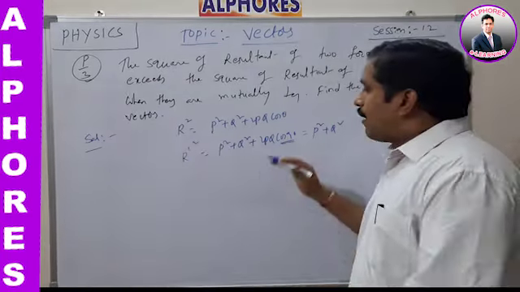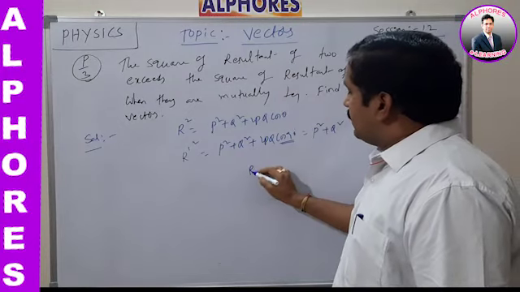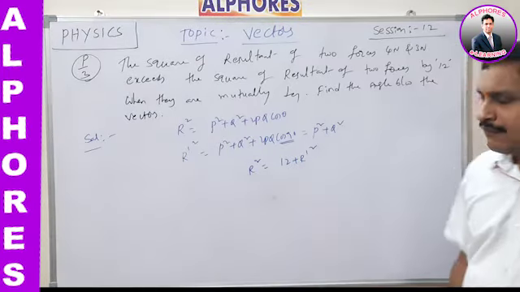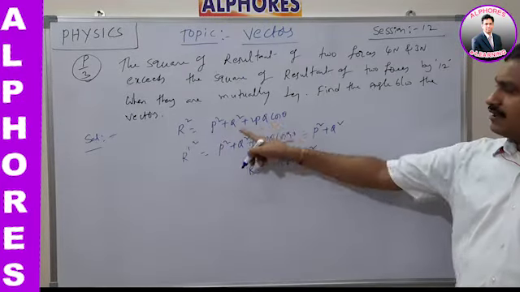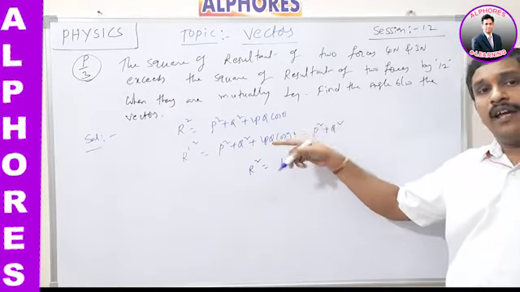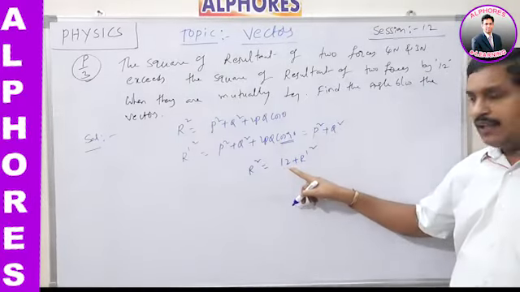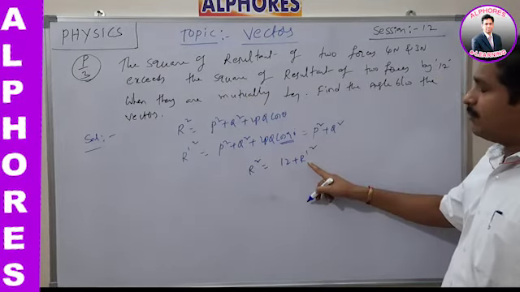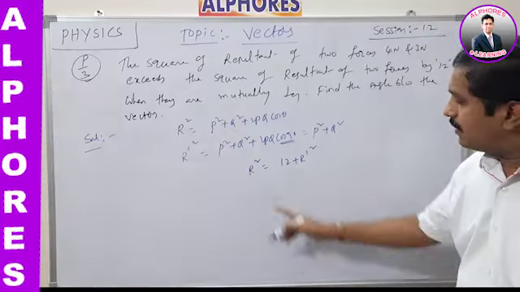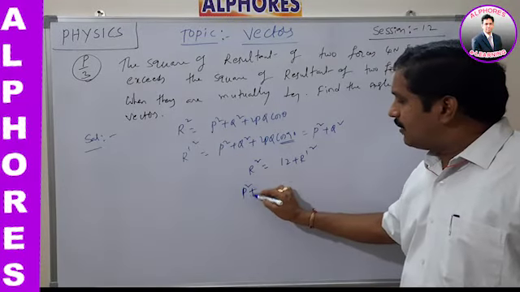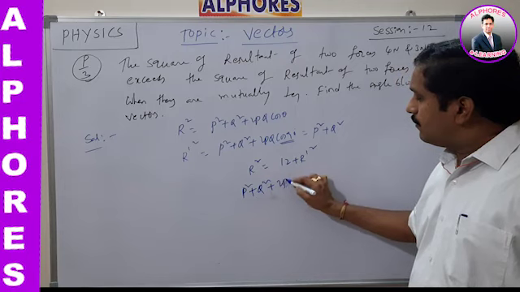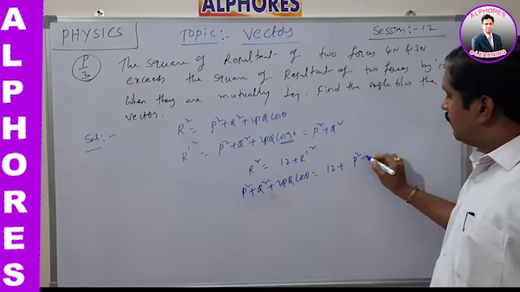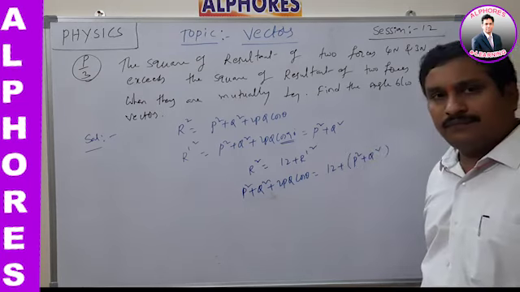So according to that condition, the square of the resultant, R square, is equal to 12 plus R dash square. Is it correct or not? The square of the resultant of two forces exceeds the square of the resultant of two forces by 12, that means R dash square by 12. We substitute in this equation: P square plus Q square plus 2PQ cos theta is equal to 12 plus P square plus Q square. Is it correct or not?